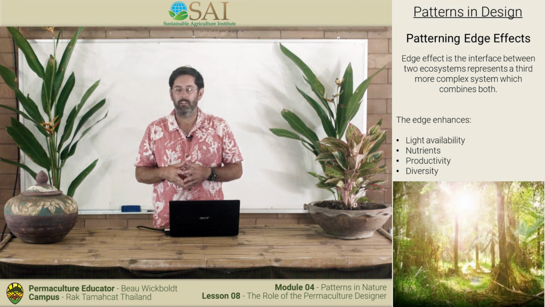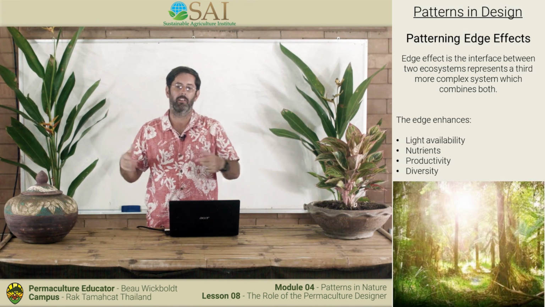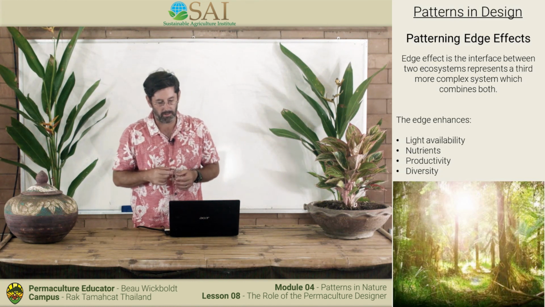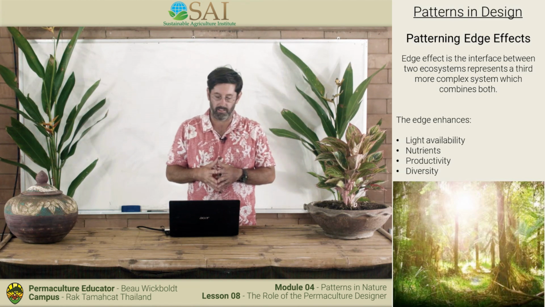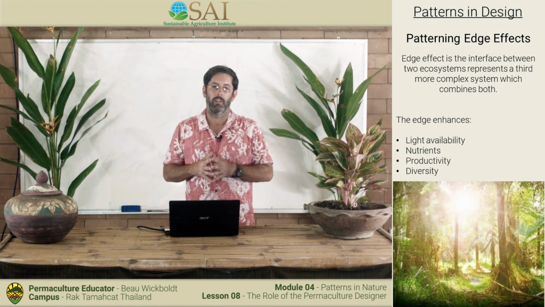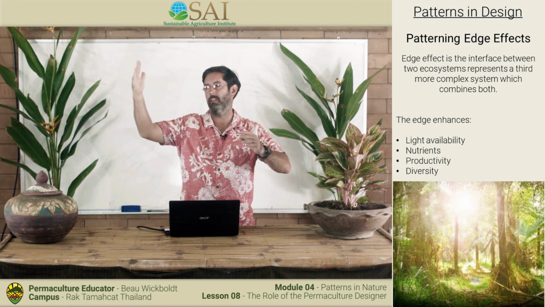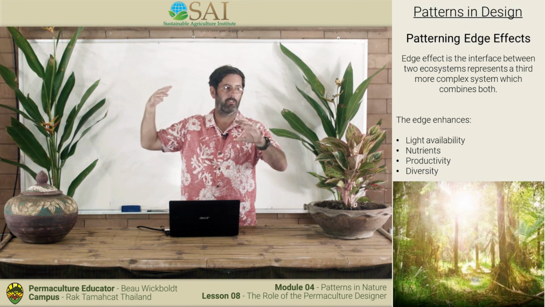So patterning creates edge effects. So once I have patterns, we're going to look at edge and the edge effect. Edge effect is the interference between two ecosystems. So the edge, or the interference, enhances things like the light availability. So I can play with how much light a certain plant gets. This tree could create dapple shading for this tree. So this one is more shade tolerant and doesn't like so much sunlight.